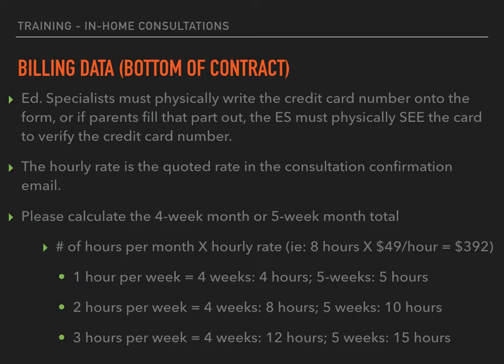Now, this is the part that many ed specialists have trouble with. You will be calculating the 4-week and 5-week billing amounts. To do this, you will multiply the number of hours per month by the hourly rate. If the child, for example, is receiving 1 hour per week, in a 4-week month that would be 4 hours. In a 5-week month, that would be 5 hours. You would multiply those monthly hours of either 4 or 5 by the hourly rate. If the child is going to receive 2 hours a week, then a 4-week month would include 8 hours, and a 5-week month would include 10 hours, and so on.